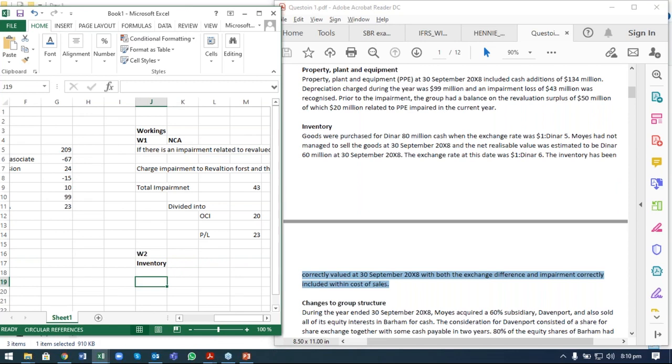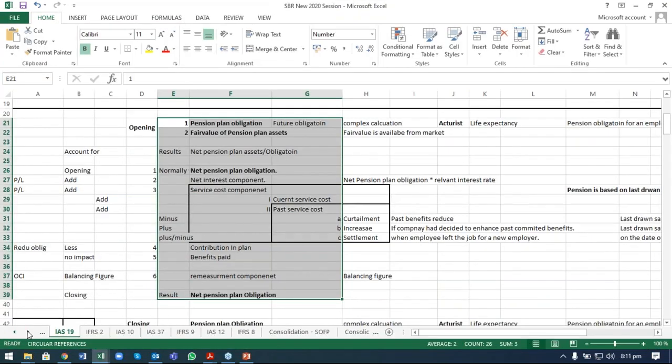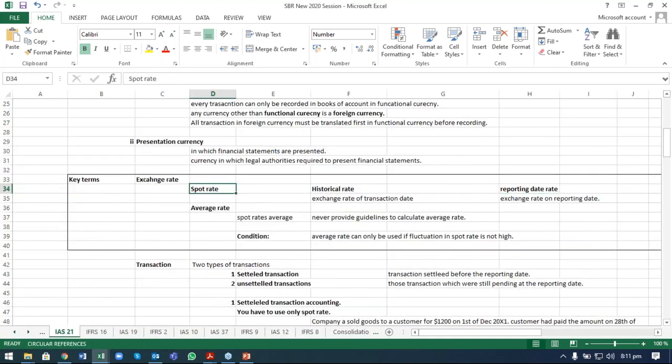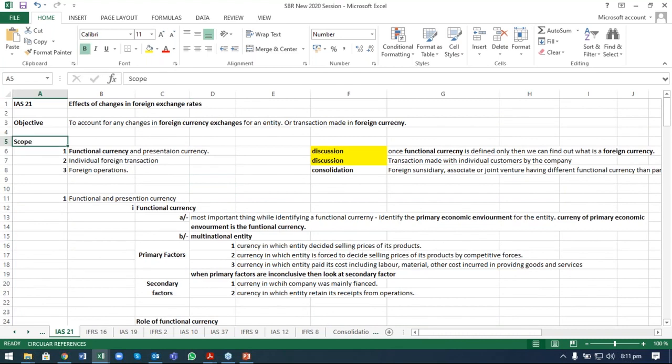So I'll just give you an overview of IAS 21. Now, what IAS 21 actually relates to, just giving you an idea. IAS 21 basically is related to three basic aspects. One is the functional currency and the presentation currency. You need to understand what the functional currency of a company is, what the presentation currency is, and how functional and presentation currency should be accounted for, right?